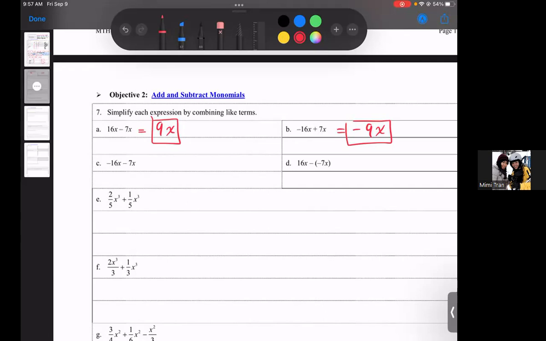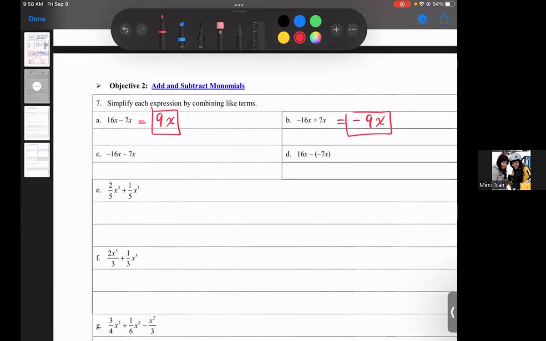Good at it. Most people got it right. All right. Most of you got it right, which is good. So negative 16x minus 7x. Very good. All you do is just add the coefficient, and then don't forget to put an x next to it. And then the last one: 16x, the same, minus minus become plus. So it's 23x.